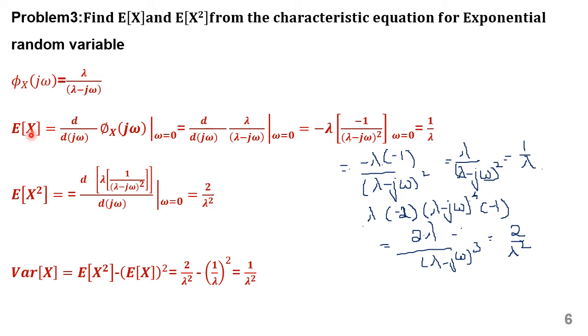By knowing expectation of x and expectation of x square, we can find the variance of x, that is given by the expectation of x square minus the expectation of x the whole square. That gives you 1 divided by lambda square, and this is equal to sigma x standard deviation whole square. So standard deviation sigma x is root of 1 divided by lambda square.